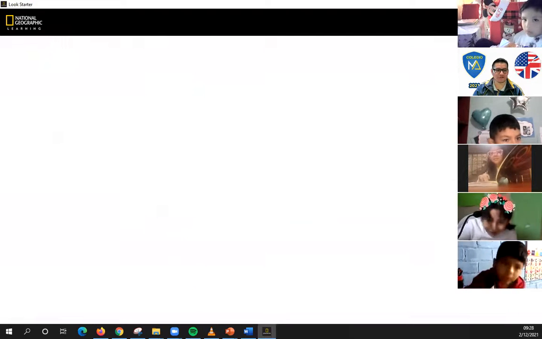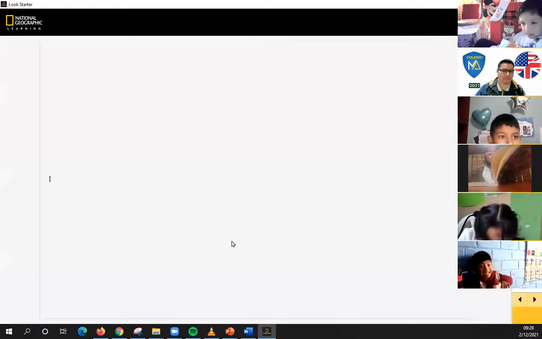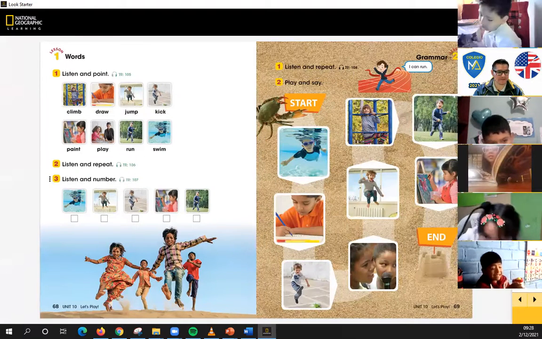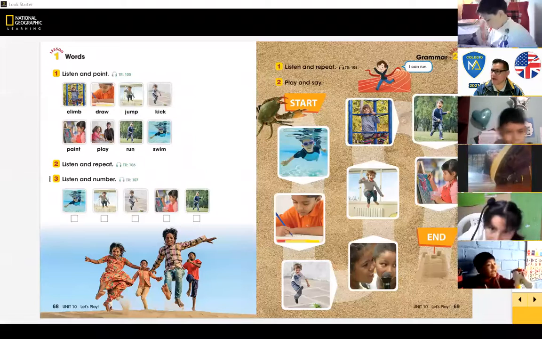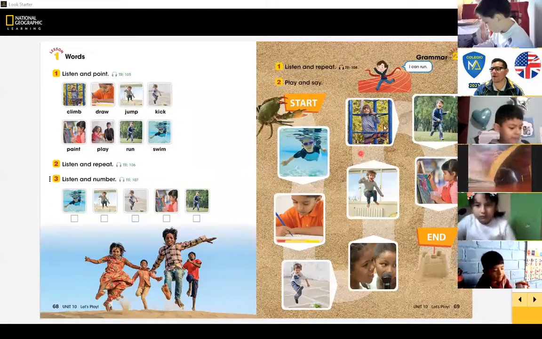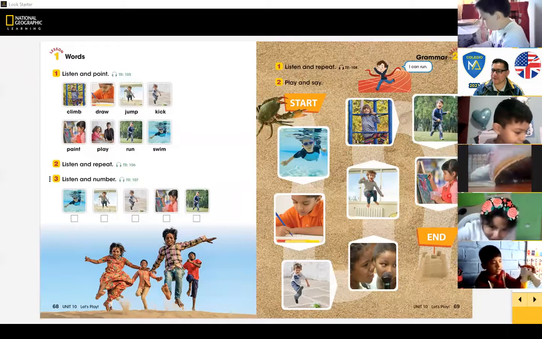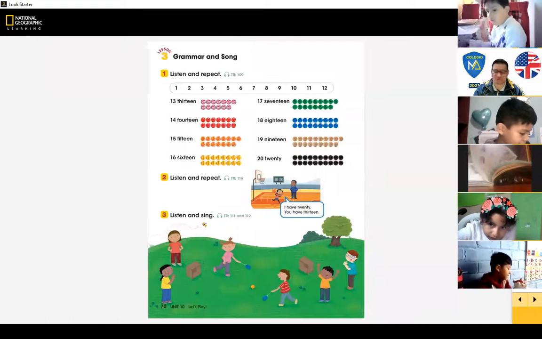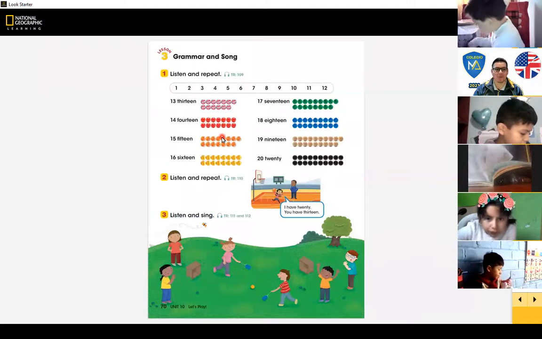We're learning here some words. For example, climb, throw, jump, kick, paint, play, run. Then we have learned about the use of I can, right? Para indicar que yo puedo. I can run, I can draw, I can climb, I can paint, etc. Then we're learning about the number. Do you remember the number song?